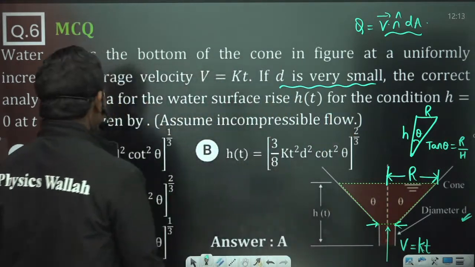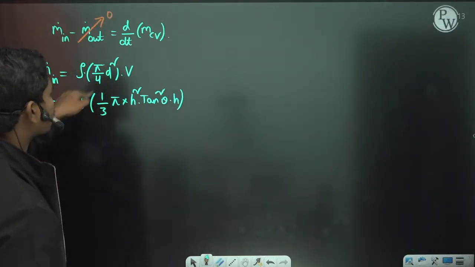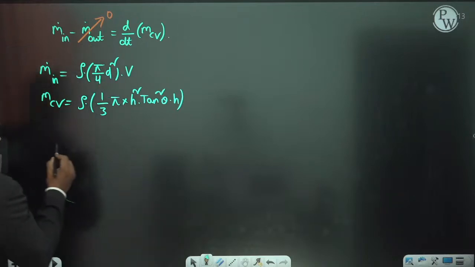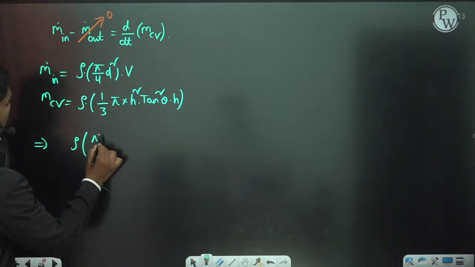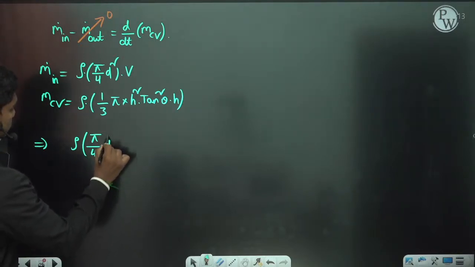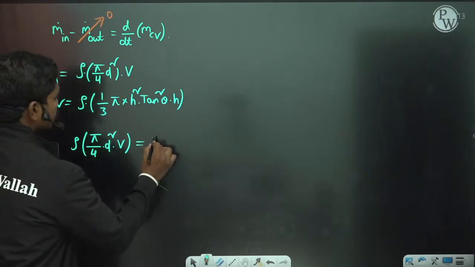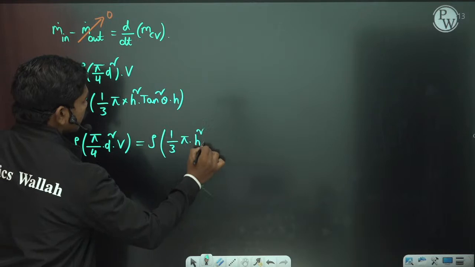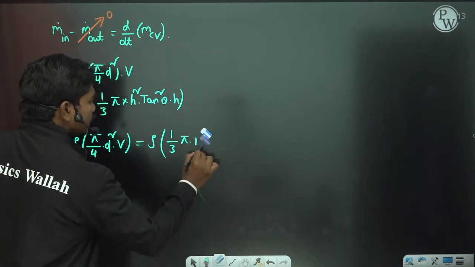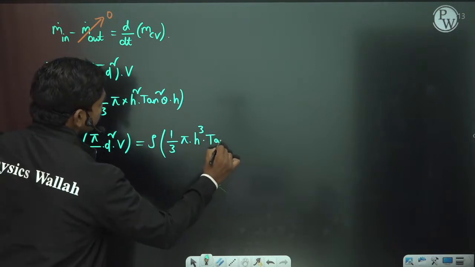Okay, so now if you see, this is the expression for the mass of the control volume. This is m dot in. So if you replace in this expression, this gives you m dot in, which is rho times of pi by 4 d square into v. So this value is equal to rho times of 1/3 pi h square tan h cube tan square theta, actually h into h square into h. So this is h cube tan square theta.